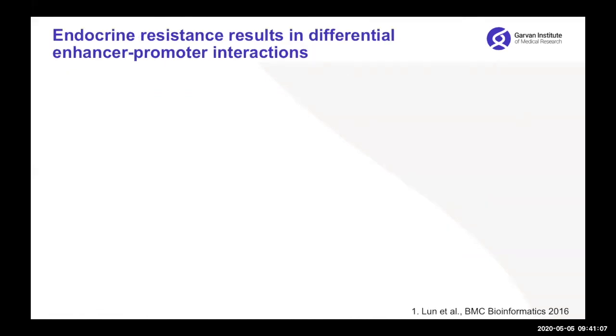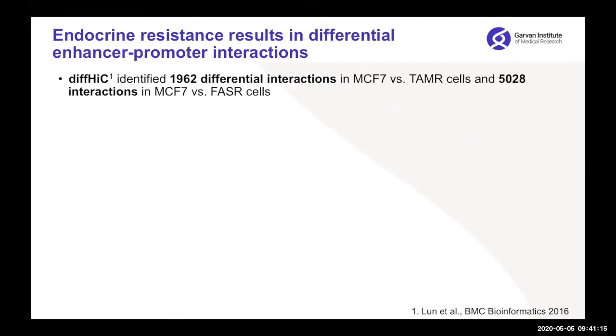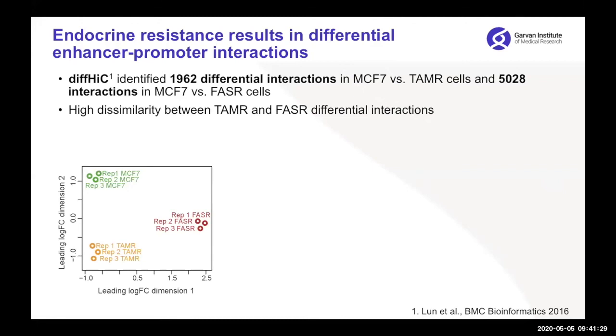So in order to identify differential enhancer promoter interactions between the sensitive and resistant cell lines, we used the diffHic package. And using this, we identified around 2,000 differential interactions between the MCF7 and TAMR cells, and around 5,000 differential interactions between MCF7 and FASR cells.